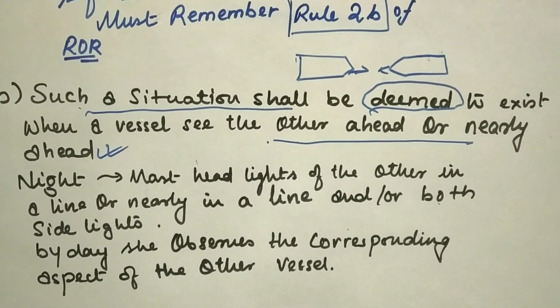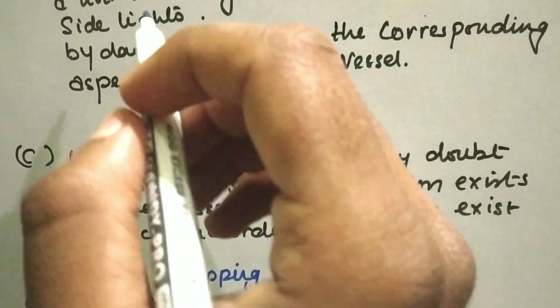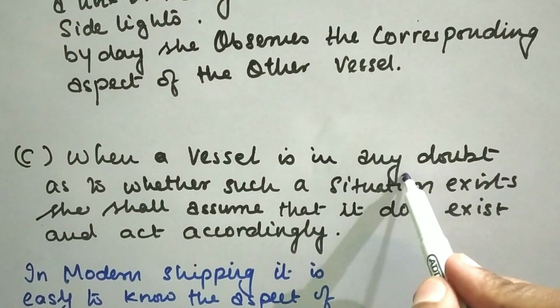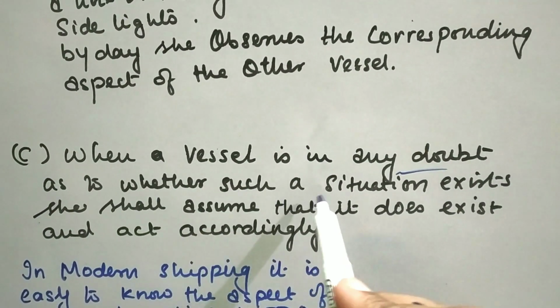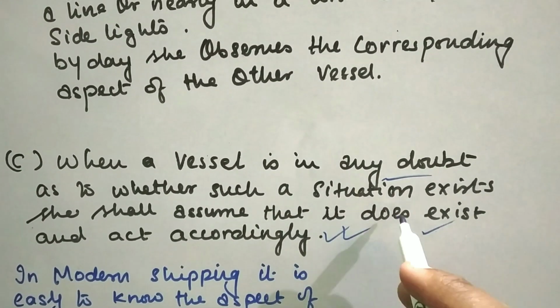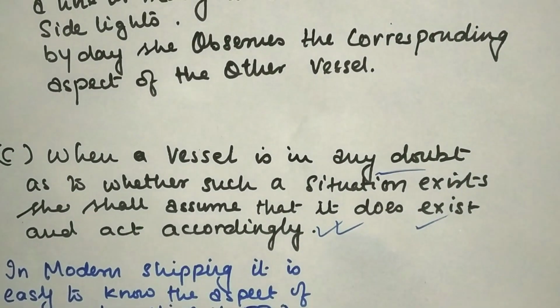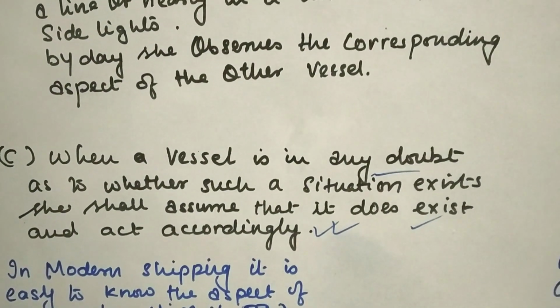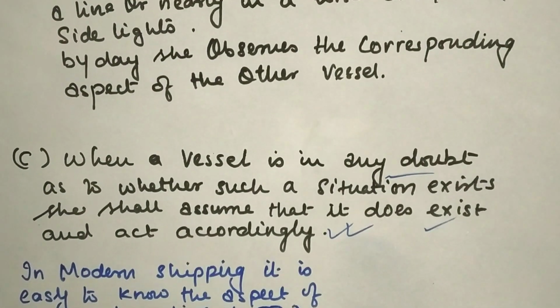Now Part C of this rule. When a vessel is in any doubt as to whether such a situation exists, she shall assume that it does exist and act accordingly. Likewise, we have also discussed in other rules that if you are in any doubt, just consider that the situation is real and act accordingly.